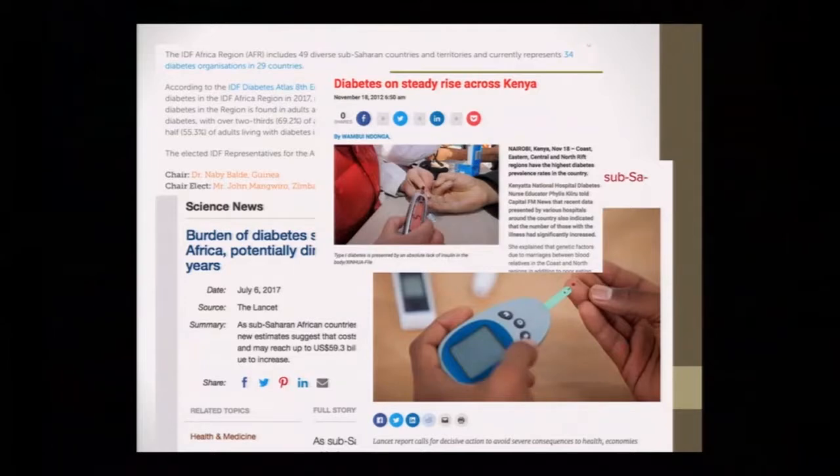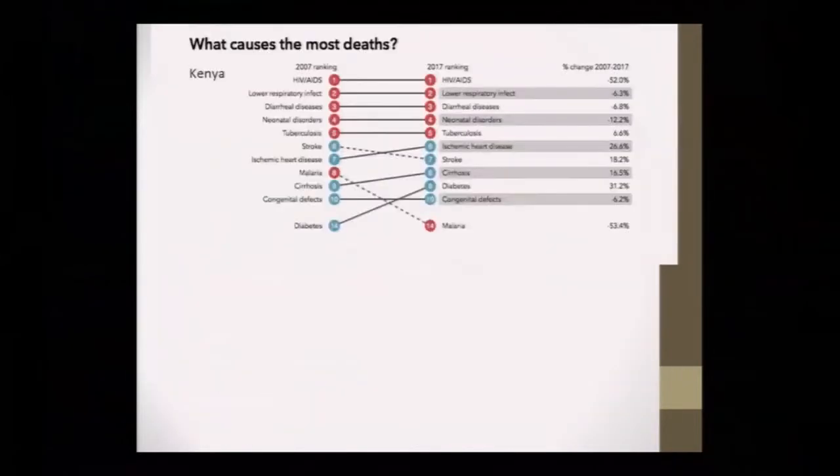Here we have the American Diabetic Association. We literally have all sorts of resources and support groups and things like that, but over there it's really not there.